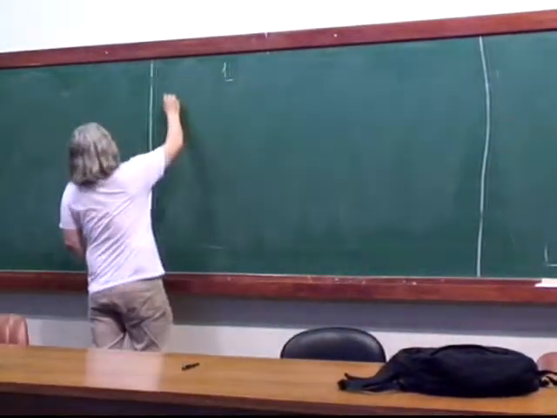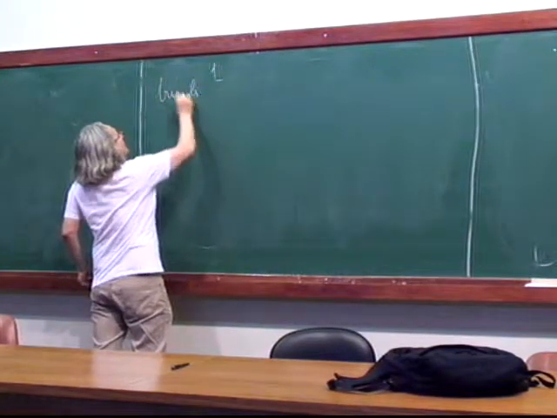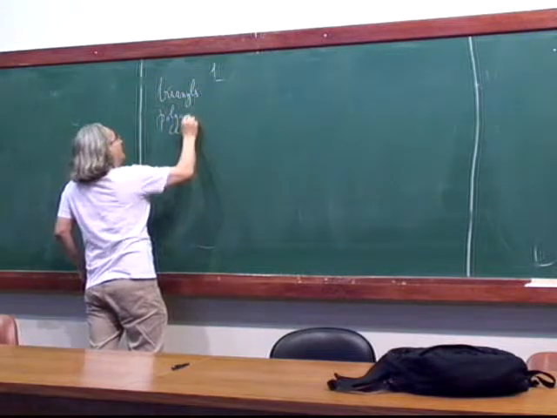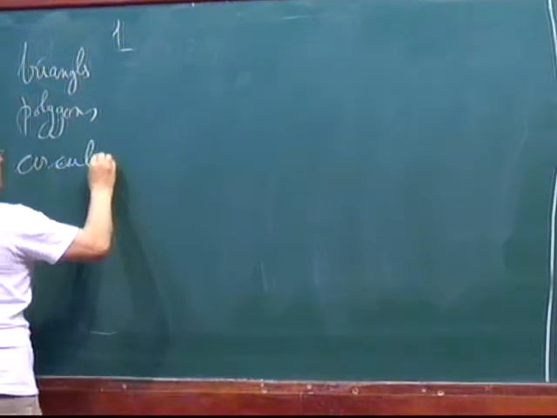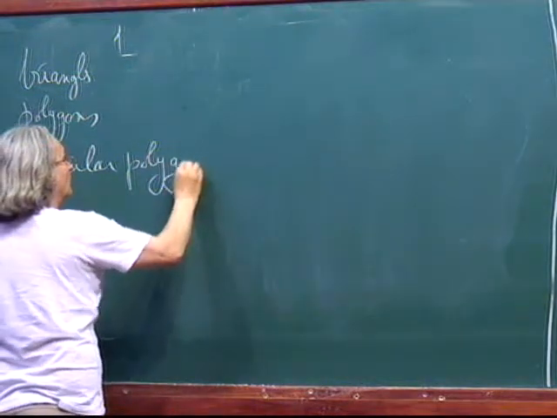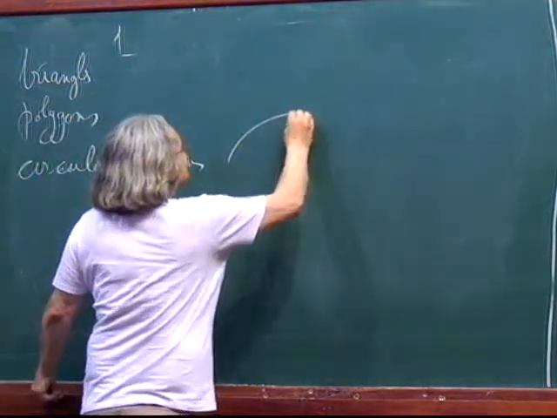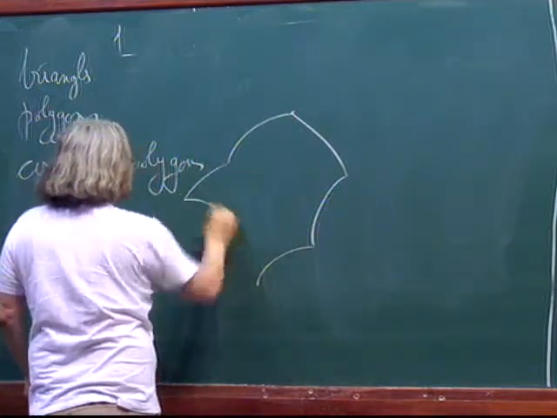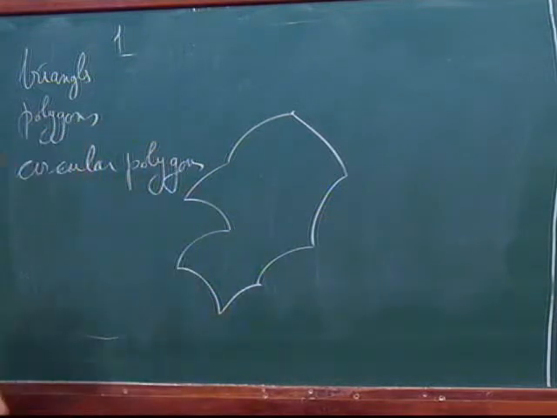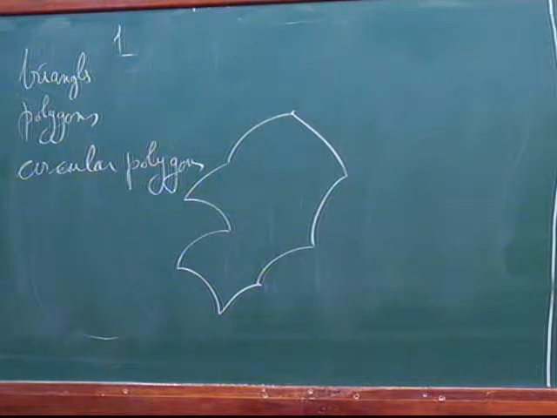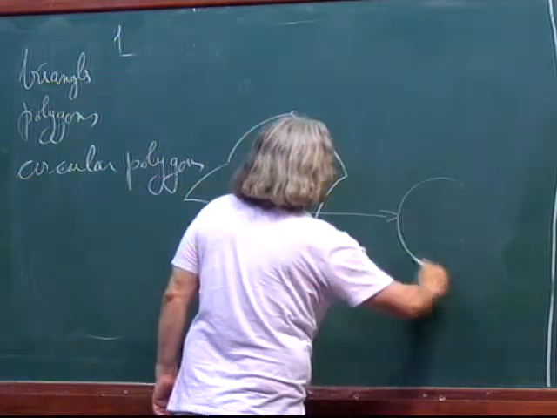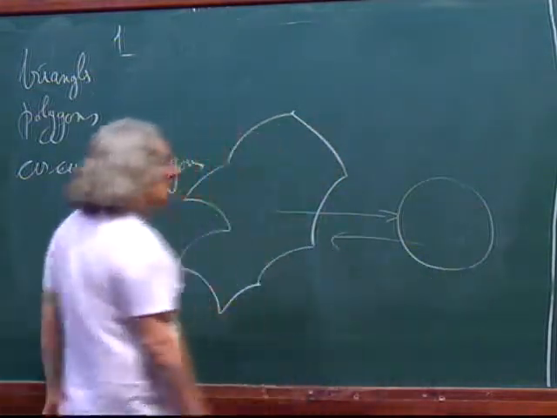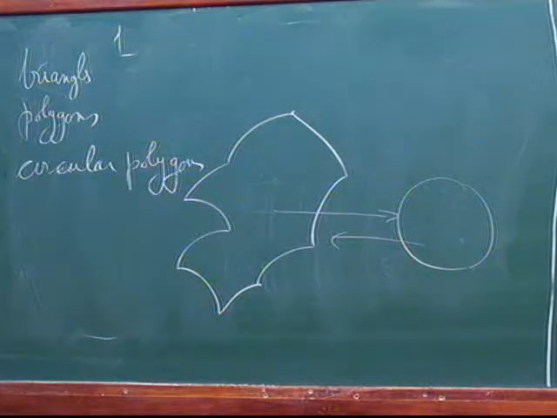So, Schwarz looked at triangles, polygons, and even circular polygons. So a circular polygon is a polygon whose sides are arcs of circles. Here's a circular polygon. And he wanted to find, if possible, an explicit map from this kind of polygon to the disk, or from the disk to the polygon. So let me explain what he did.